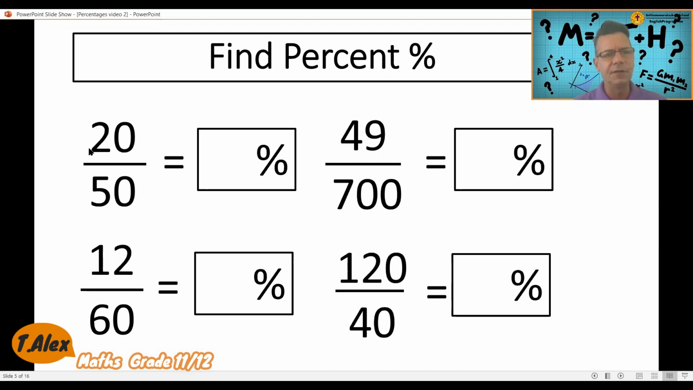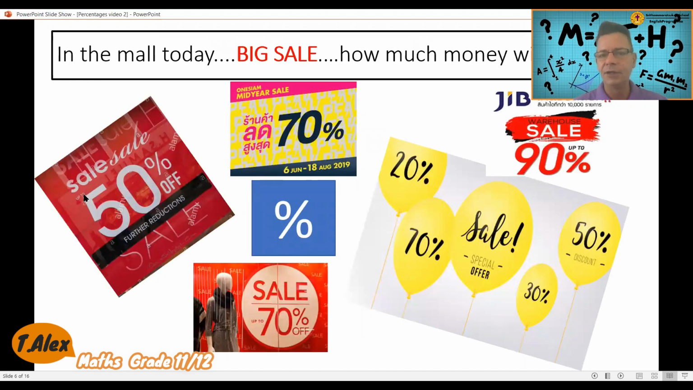It's not so difficult. Now I would like to show you a trick to work out the percent of a number when you're in a shop. We see 50% discount, 70%, 90%. You can get out your calculator and multiply the price of something by 70 over 100. But it is better if you can do it quickly in your head.